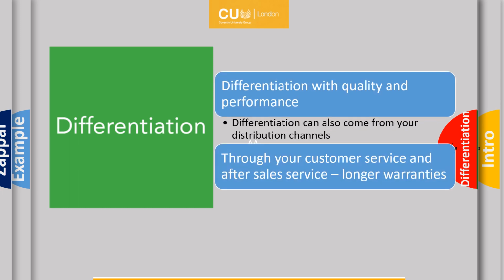Some ways to do this and to think about your differentiation are quality and performance. Differentiation can also come from your types of distribution channels, or even through your customer service and after sales service, or longer warranties, to differentiate yourself from your competitors in that marketplace.